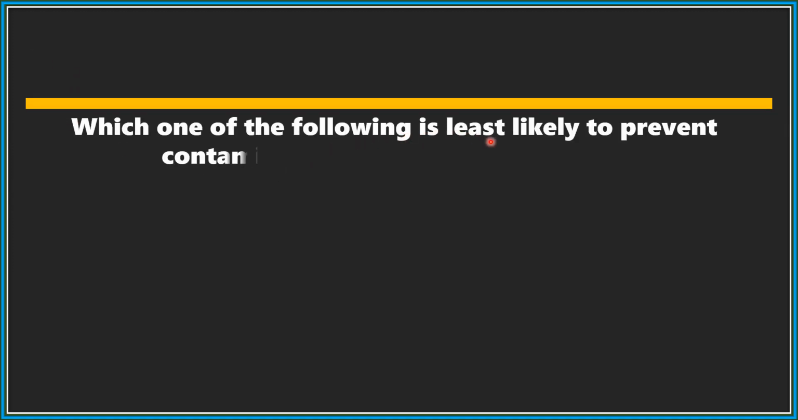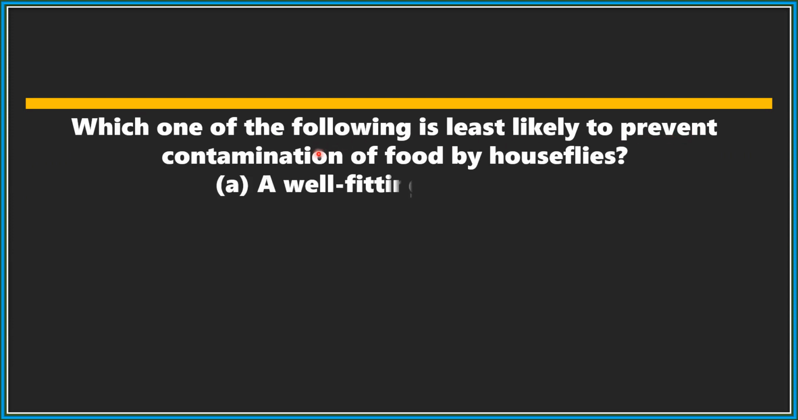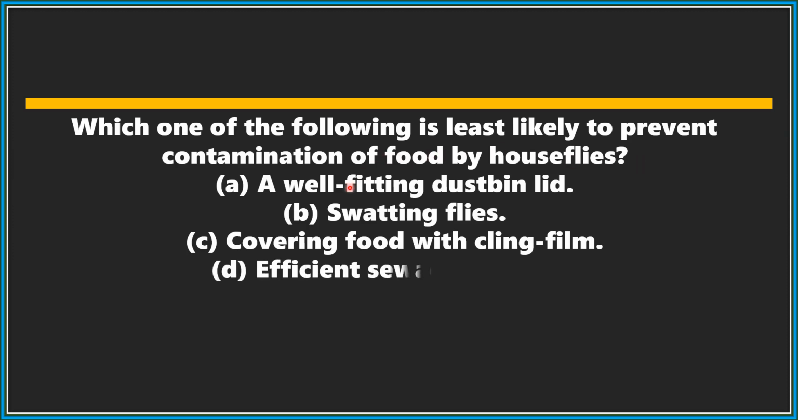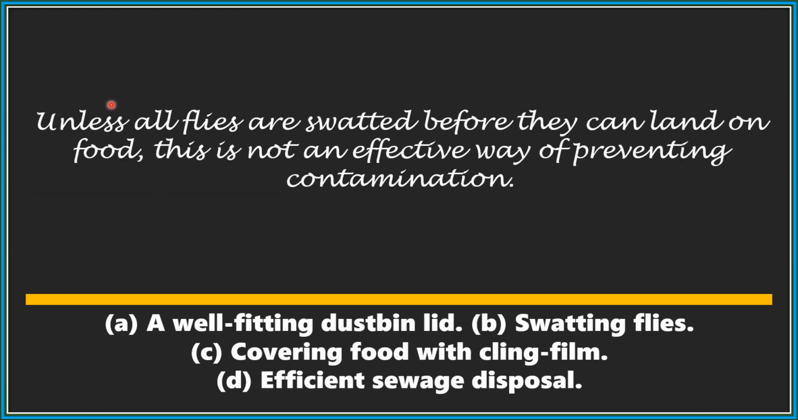Which one of the following is least likely to prevent contamination of food by houseflies? A well-fitted dustbin lid, swatting flies, covering food with clean film, efficient sewage disposal. Swatting flies is not an effective way of preventing contamination, unless all flies are swatted before they can land on food.